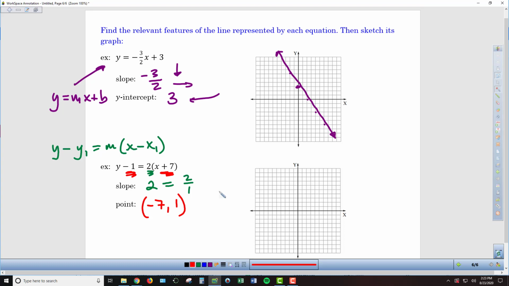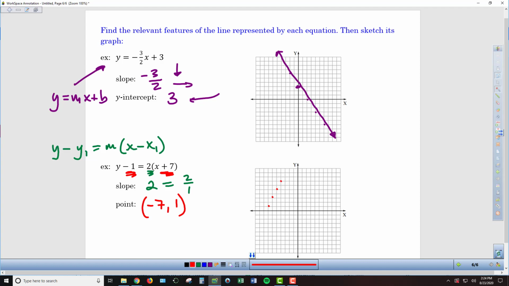And so I'm going to start there. I'm going to begin with the point. So I'm going to go negative 7. So 1, 2, 3, 4, 5, 6, 7. And then I'm going to go up 1. So that's going to be the starting point of my graph. And then from there, I'm going to apply that slope of 2 over 1. So we go up 2 over 1, up 2 over 1, up 2 over 1.